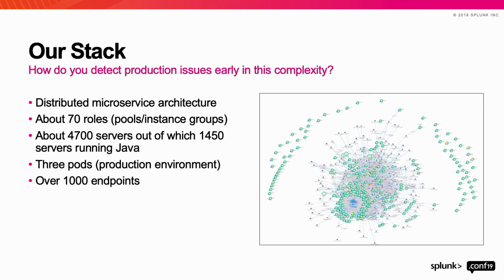So our stack. As you can see, this is just kind of a high-level snapshot. We have a distributed microservices architecture, most of it REST services. We have about 70 different pools of servers comprising about 4,700 actual hosts and running about 1,000 microservices. So when something goes wrong, it gets a little complex, and deciphering what's going on and going through the exception stream that occurs when there is a failure is difficult.